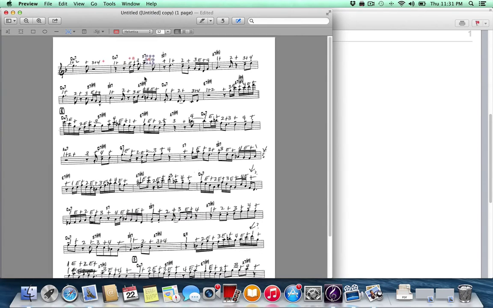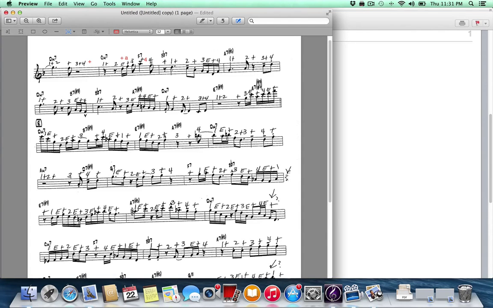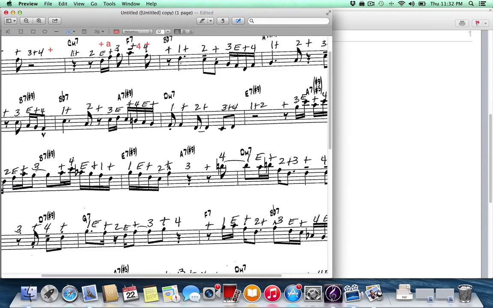And this is not 4, but this is and. Okay, so this is 1 and 2 and 3 and 4 and. Okay, then this should be beat 1, not the and. Okay, and this would be and 2 and, then that would be 3 and that would be 4 and.